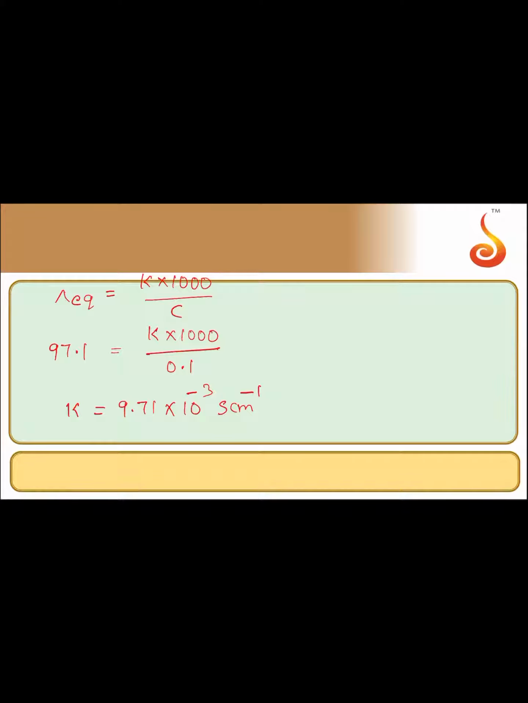Then by using this K value we can calculate the resistance. We have the formula K is equal to G into G star, where G is conductance, and G star is cell constant. Here, in place of G we can write reciprocal of resistance, 1 by R, and G star, cell constant, is L by A. K is 9.71 into 10 power minus 3 is equal to 1 by R into L is 0.5, A is 1.5.